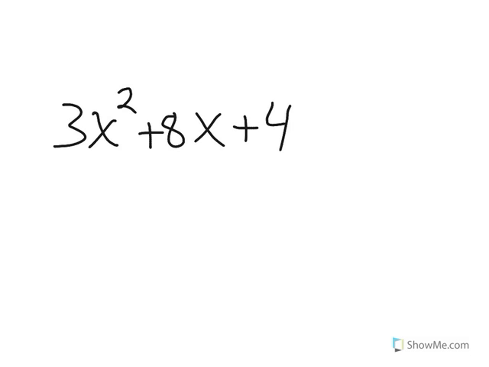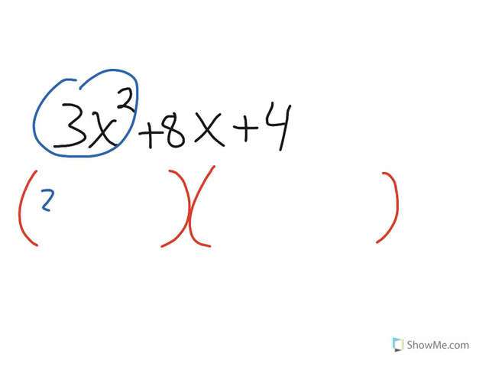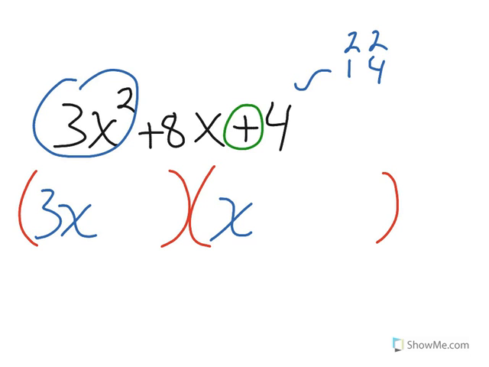Alright, so same thing. First thing I'm going to do is set up 2 parentheses. So here I'm going to say what times what gives me 3x². And now I'm going to say what times what gives me 4. And so now from here, since it's a plus sign, my signs are going to be the same. What are my signs going to be? They're both going to be positive. If this is a minus sign, I'll do another example. If it was a minus sign, it would tell me that they're both negative.